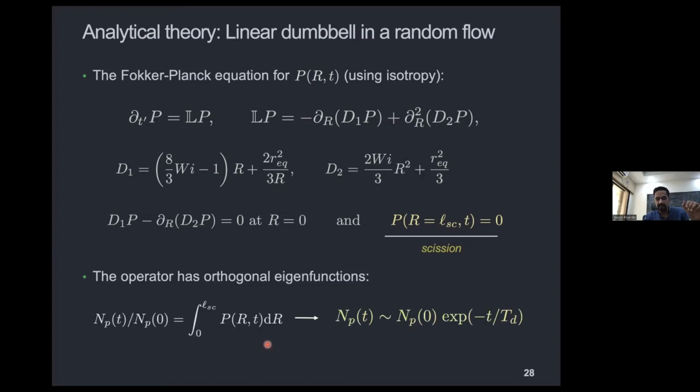Yes, and because this P is known as a sum of eigenfunctions, if I want the long time behavior, I just retain the leading eigenfunction, which predicts that the number of surviving polymers which are unbroken should decay exponentially with a timescale TD, right? Which is just the eigenvalue of that eigenvalue problem. So the first qualitative prediction we get out of this linear dumbbell in the Kraichnan flow is that the number of polymers is going to decay exponentially.